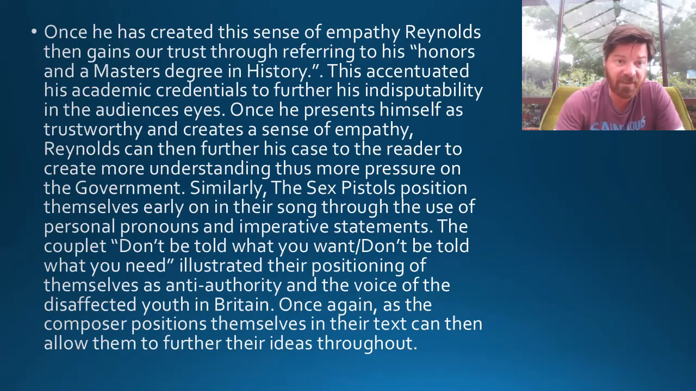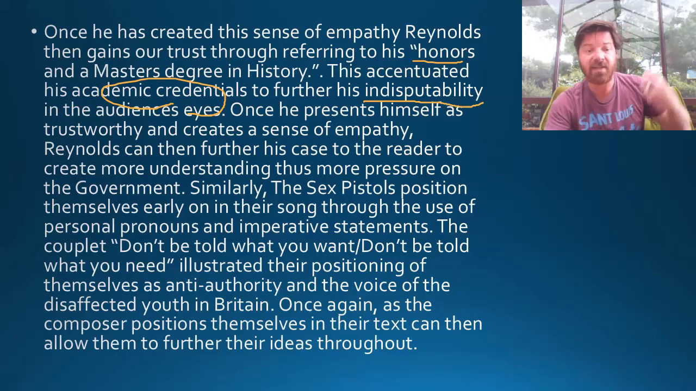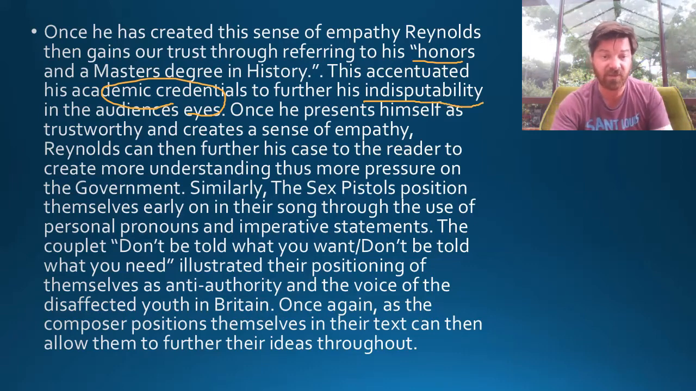In the second part of the paragraph, this is all one paragraph. Once he has created this sense of empathy, Reynolds then gains our trust through referring to his honours and a master's degree in history. This accentuates his academic credentials to further his indisputability in the audience's eyes. That is why he's talking about his honours and his master's degree. His indisputability: everything he's saying is correct because he's gone to university. He's got that weight behind him.